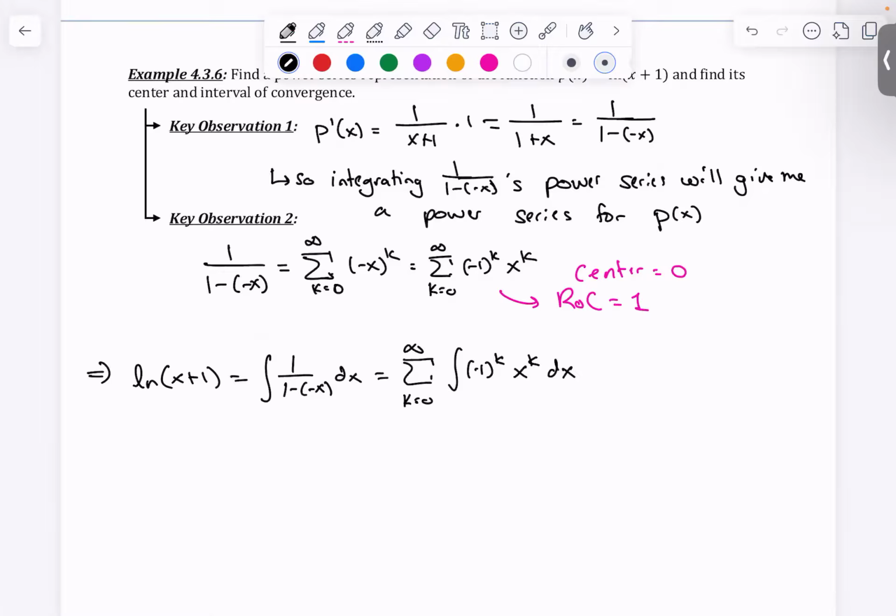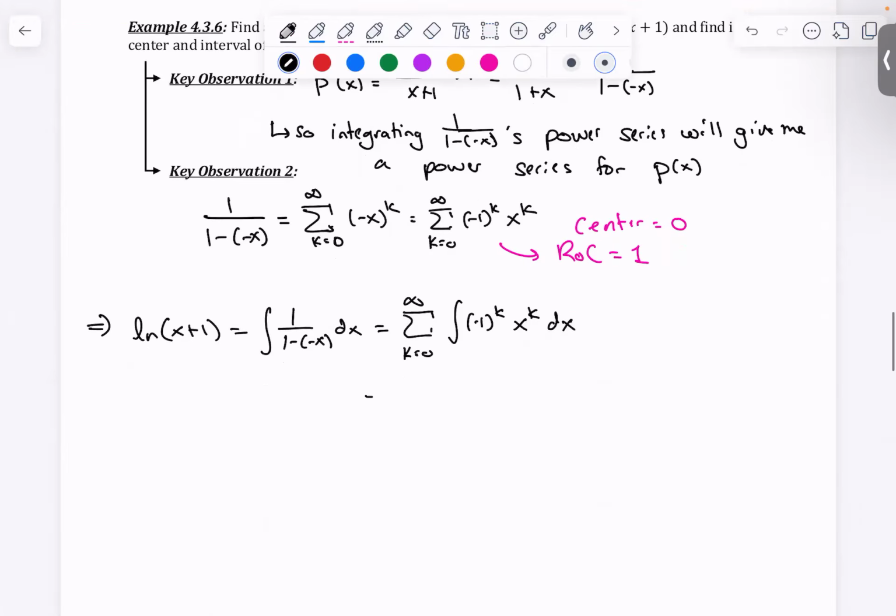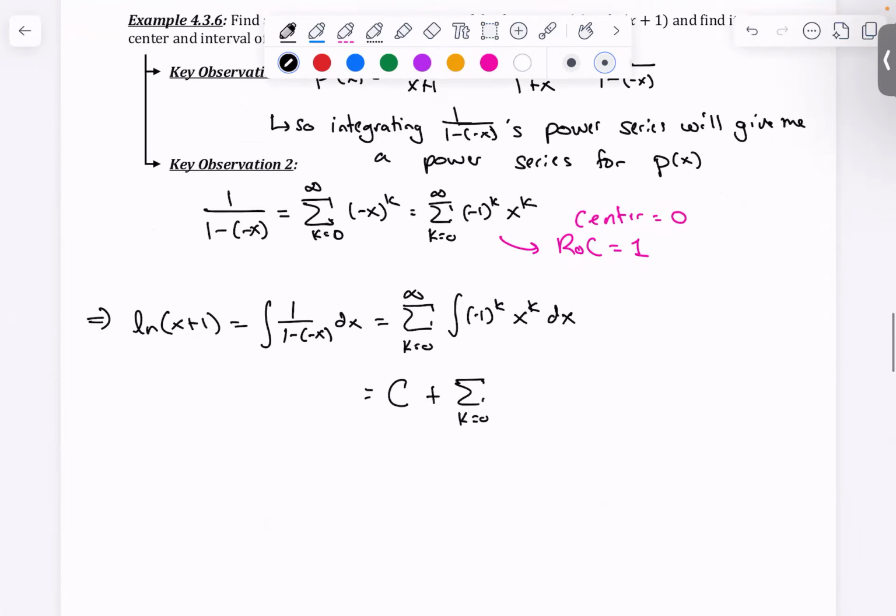Otherwise, this integral would have to stay outside the summation. But because we are within the radius of convergence, we can bring the integration onto the inside and integrate this term by term. So that becomes C plus the sum from k equals 0 to infinity of negative 1 to the k over k plus 1 times x to the k plus 1. But what's C? Does anybody have questions so far?